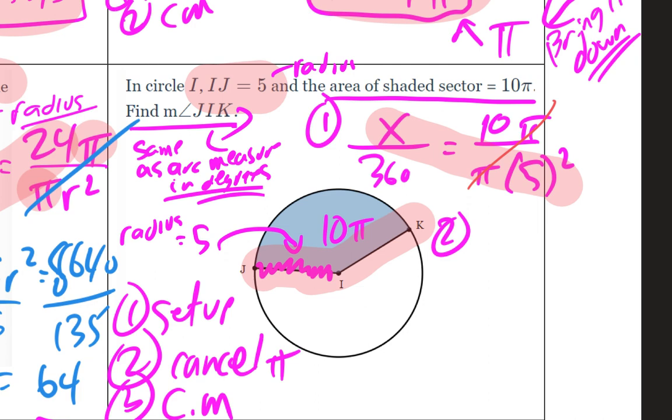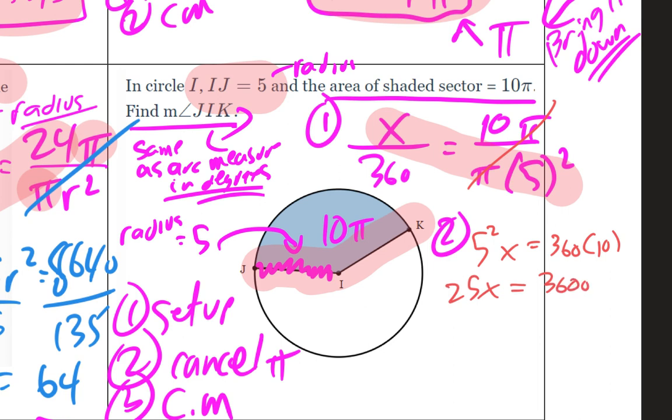X times 5 squared. We're going to put the number first, which is a coefficient. So 5 squared times x. We don't say x5 squared. So 5 squared times x equals 360 times 10, because we canceled out that pi. All right, so now let's just do the math. We'll simplify it. So 5 squared, we know, is 25. So that'd be 25x equals 3,600.